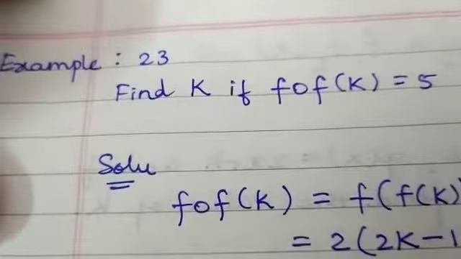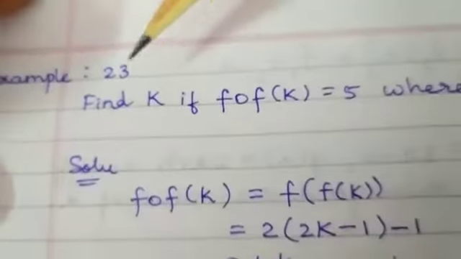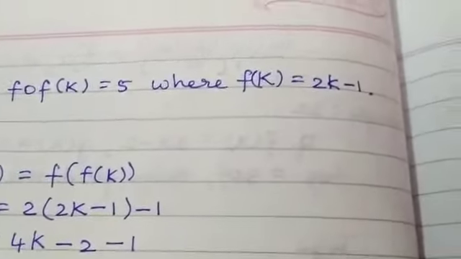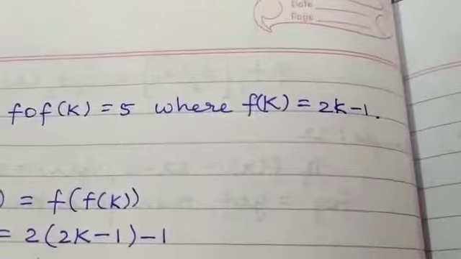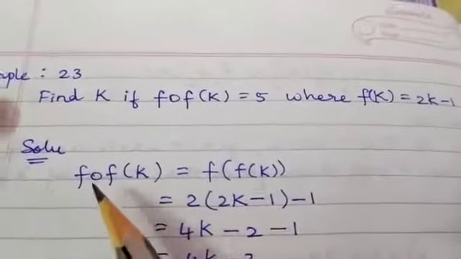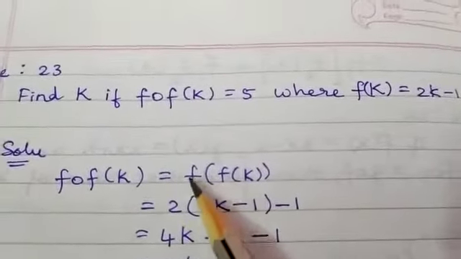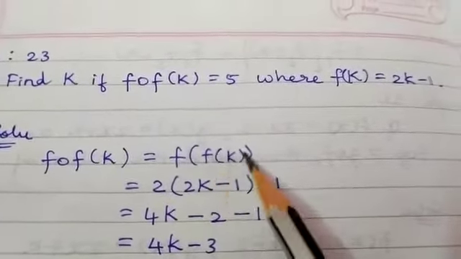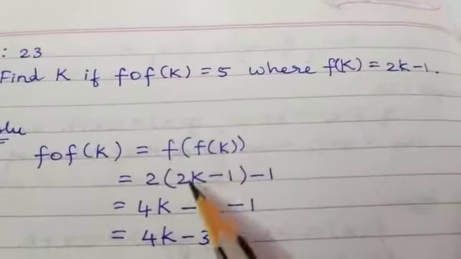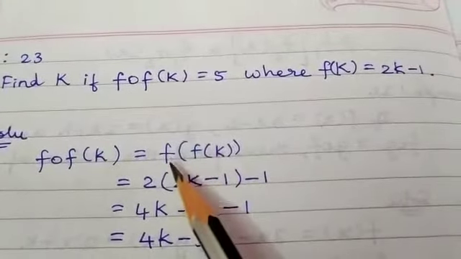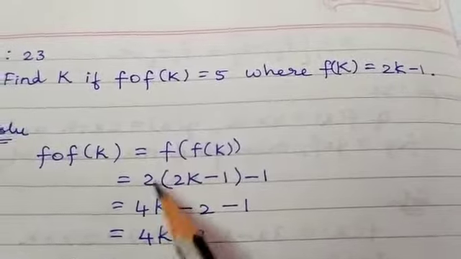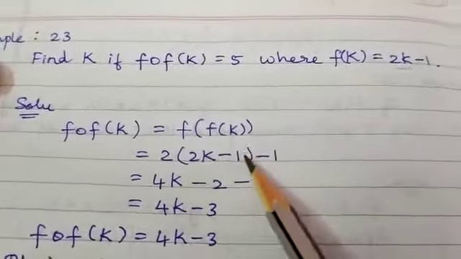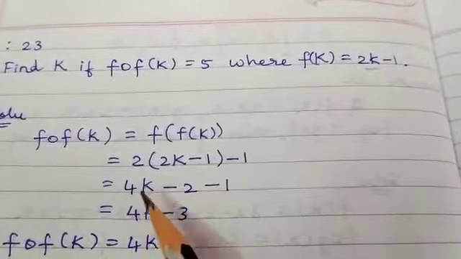So now let me go to the next example, that is the 23rd example. Find k if f∘f(k) equal to 5 where f(k) equal to 2k minus 1. So in the solution we will see f∘f(k) equal to ff(k), that is, substituting the f(k) value, 2k minus 1, into f(k), that is 2 into, for k I am putting this whole value here, 2k minus 1 minus 1.